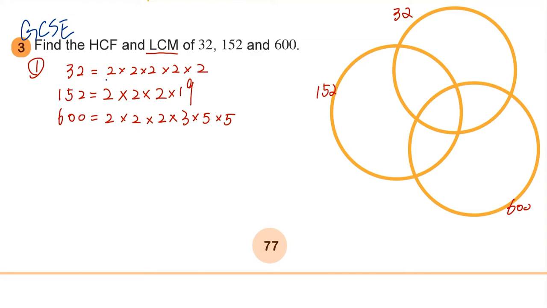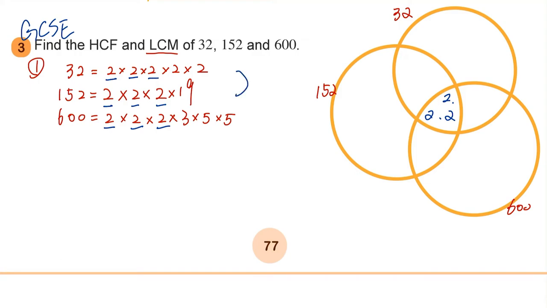So we can see that a 2 goes into 3 of them. And another 2 also goes into 3 of them. And another 2 also goes into 3 of them. So it seems that 3 of them share 3 2's as their factors. So in terms of the Venn diagram, what we do is write the 2's in the intersection among these 3 circles.